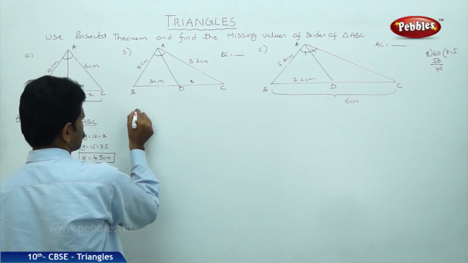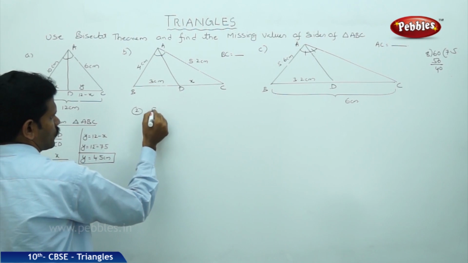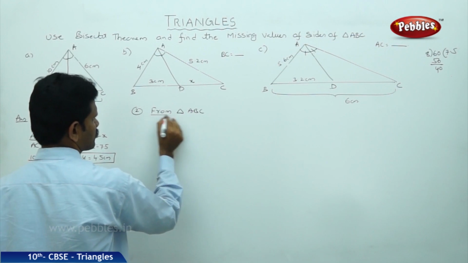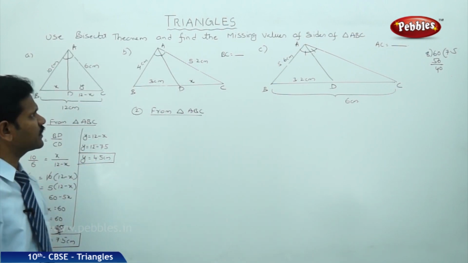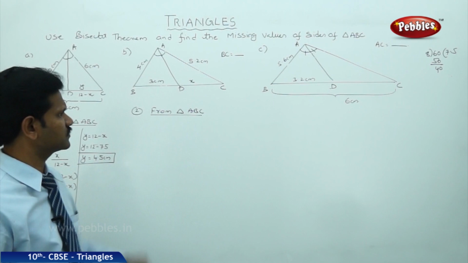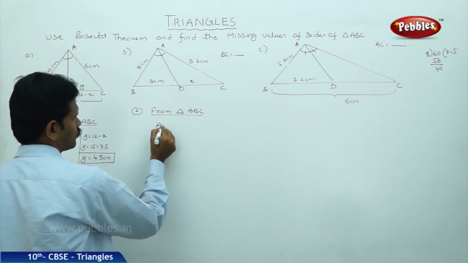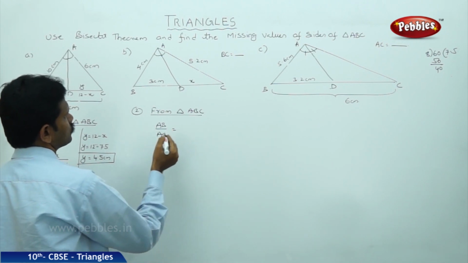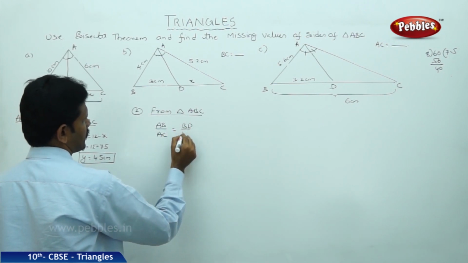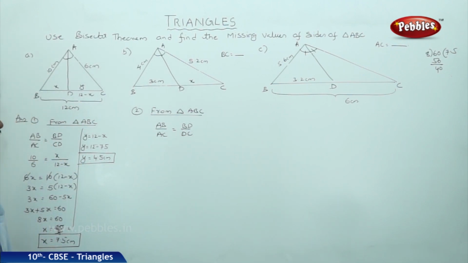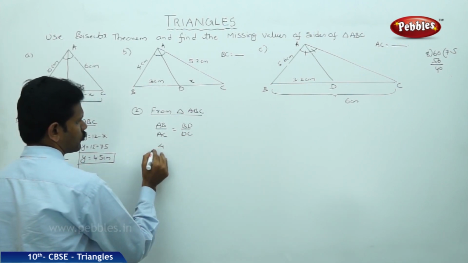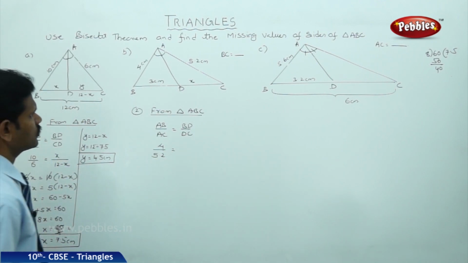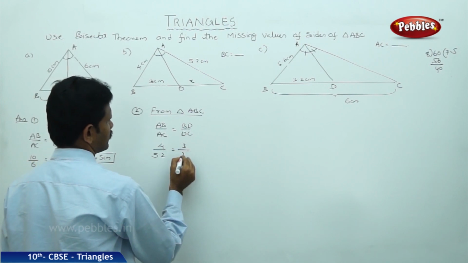Now let us come to second question. From triangle ABC, the vertical angle is A, which is bisected. Therefore by the theorem, AB by AC is equal to BD by DC. That is, AB value 4 by 5.2 is equal to BD value 3 by x.